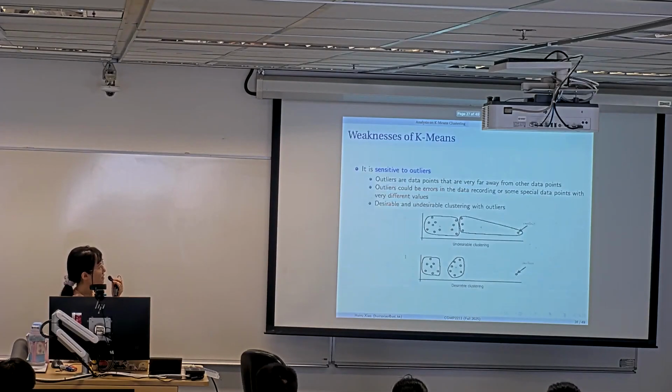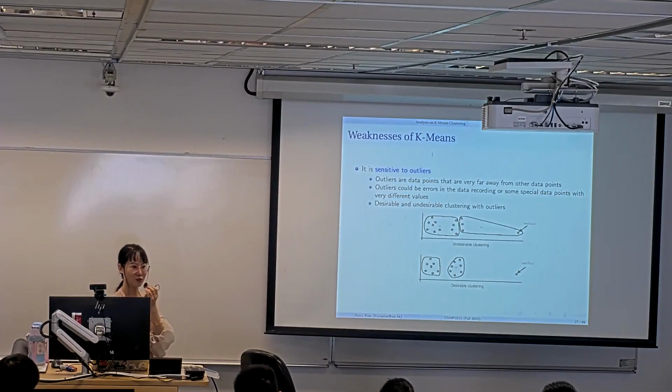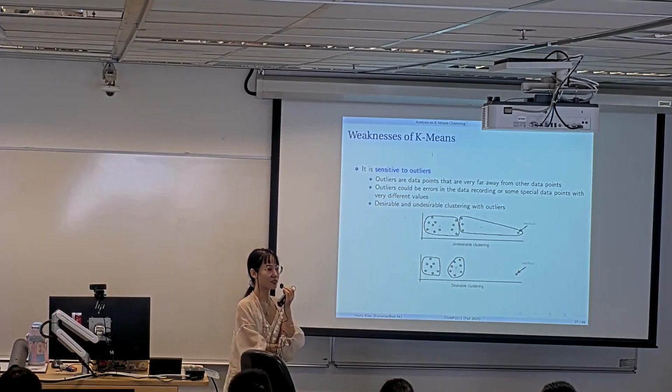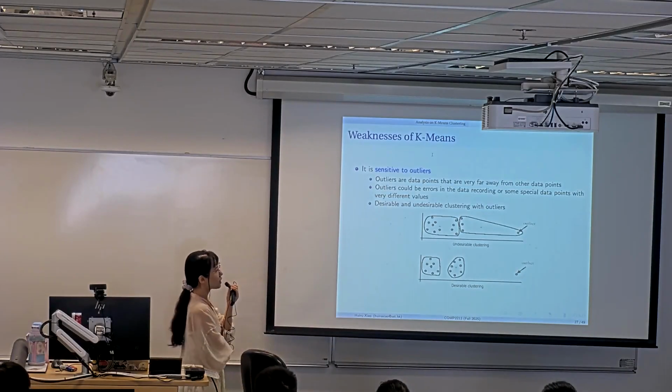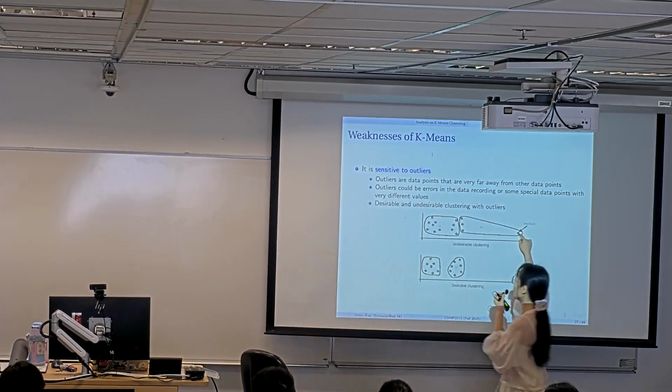All right, then, the weaknesses of k-means. Actually, through your questions, you already identified all the weaknesses of k-means. Very good. First, it's very sensitive to outliers. Outliers are data points that are very far away from other data points. For example, possibly this is an outlier.